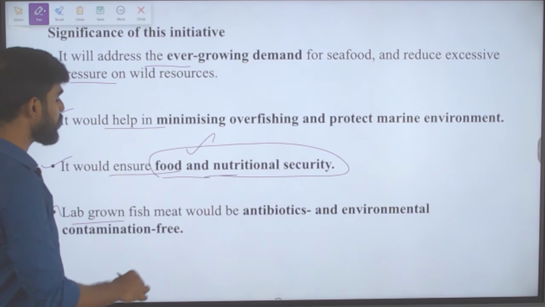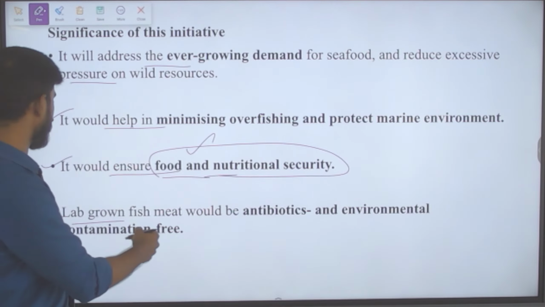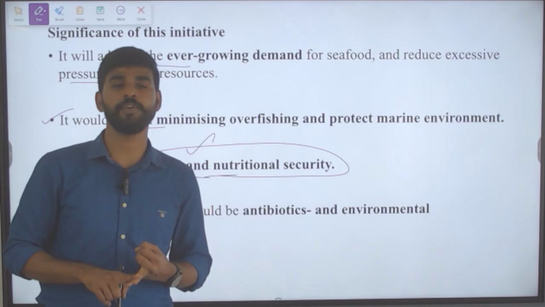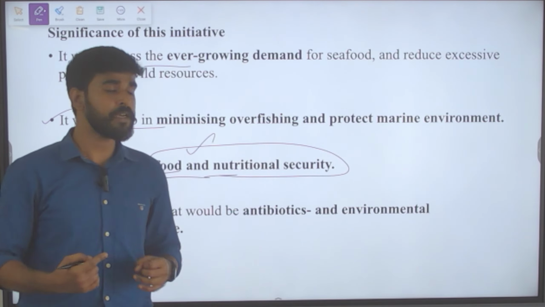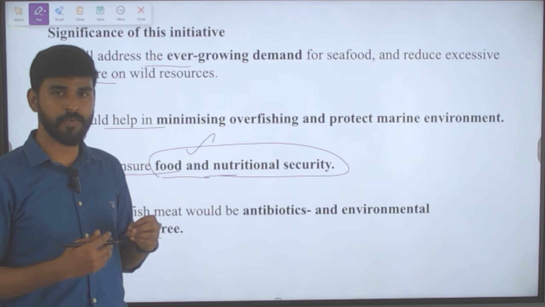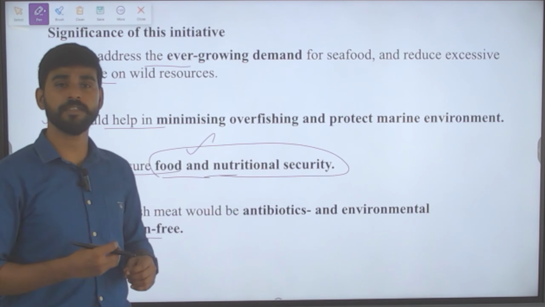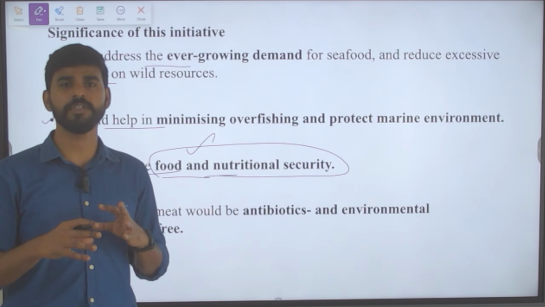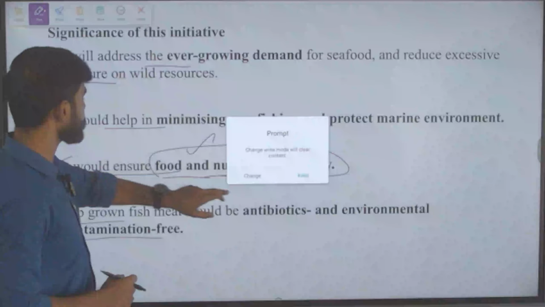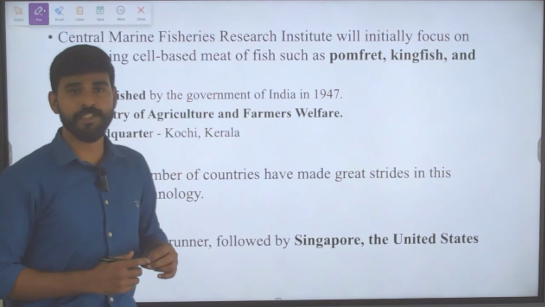And then this lab grown fish meat would be antibiotic and environmental contamination free. When we go for the wild fishes, they are contaminated with environmental contaminants and even certain antibiotics. So this will not be there with respect to this lab grown fish. What else do we have to know about the institute here?